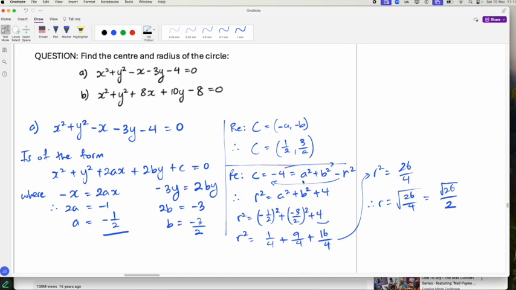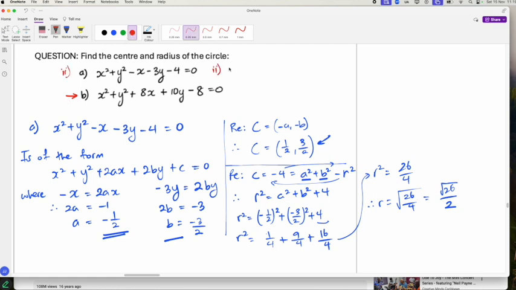When I'm working out this radius, I'm using this a and b from here, because this here is negative a, negative b. So r squared is equal to a squared plus b squared plus, well, in this case, it would be minus c, but minus c being minus 4, I throw the minus 4 across, and it ends up being plus 4. And so r squared is going to be this, which works out to be 26 on 4, which works out to be root 26 on 2. Now let's do A part 2.